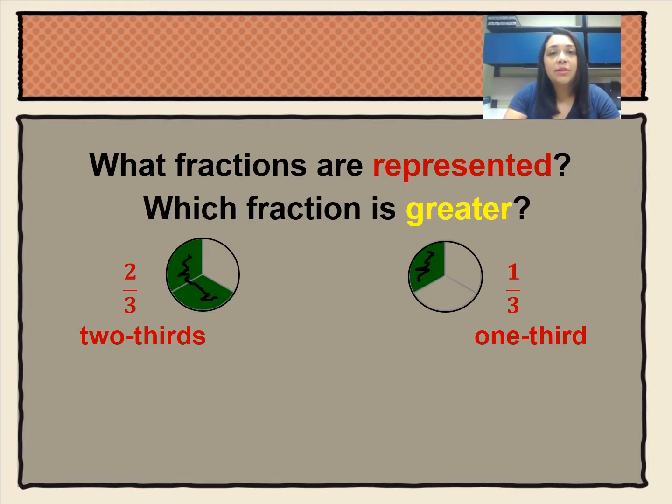Let's compare the fractions. Which fraction is greater? Well, from the picture we can see that 2/3 is greater than 1/3.